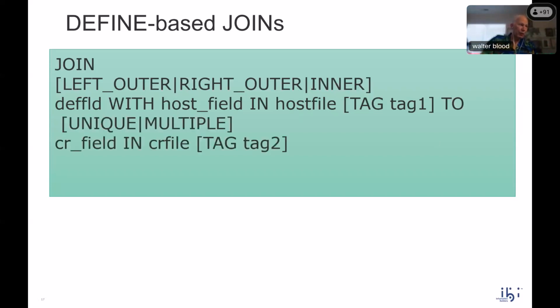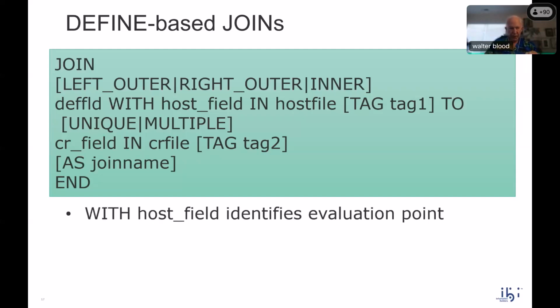With the unique and multiple, I'm joining it to a cross-reference file field in my cross-reference file. I can have an AS join name. So the structure is similar. It's that word WITH that triggers the define and tells me that this field doesn't exist currently. It's going to exist either in the master file or in a define that's going to follow the join, so the join knows about it. The WITH identifies effectively the evaluation point.